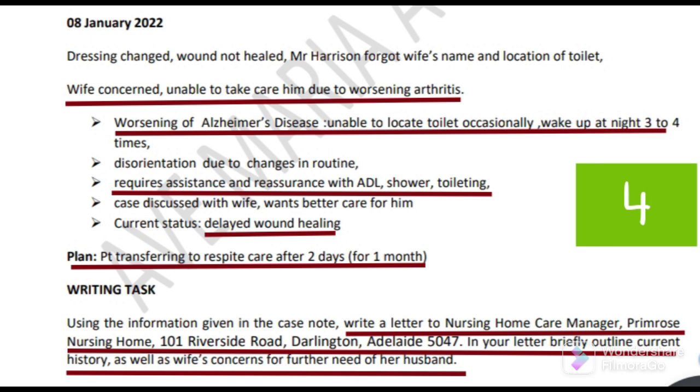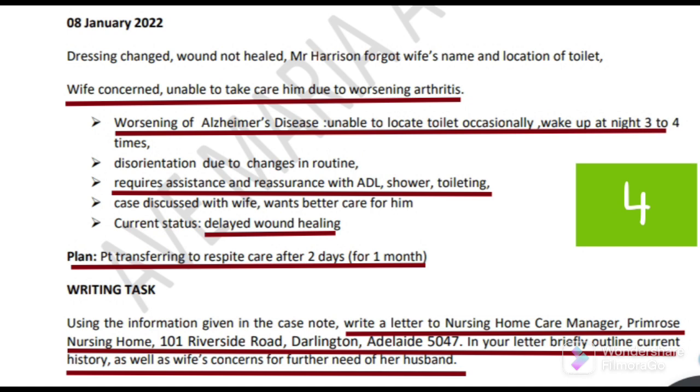The current status is delayed wound healing. So they have given the current status for when you are writing the exam. It is delayed wound healing. The plan is that the patient is transferring to respite care after 2 days for 1 month. So this is the plan. You have to mention it in the introduction paragraph and the recommendation paragraph. In the recommendation, they didn't mention anything regarding the dressing changes. Maybe it will come inside the respite care, but they specified assistance and reassurance with daily living activities. So that we can mention in the recommendation paragraph.